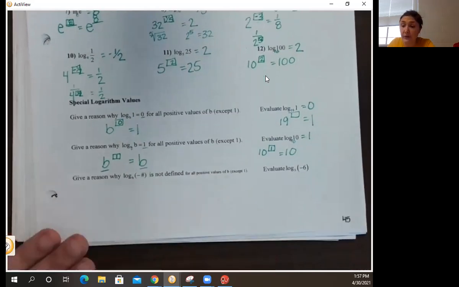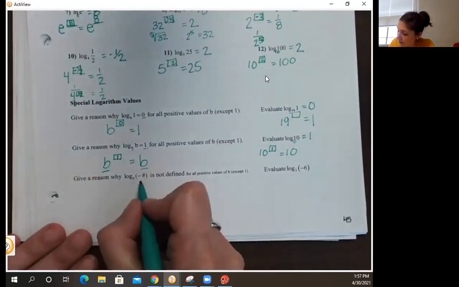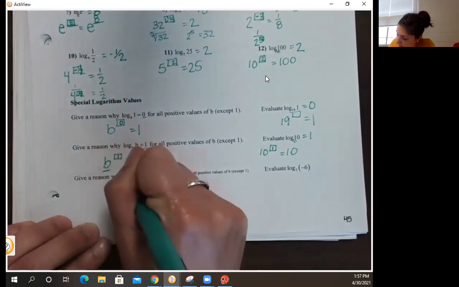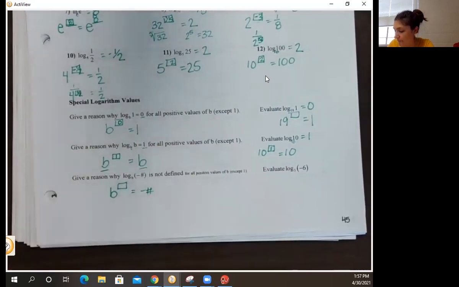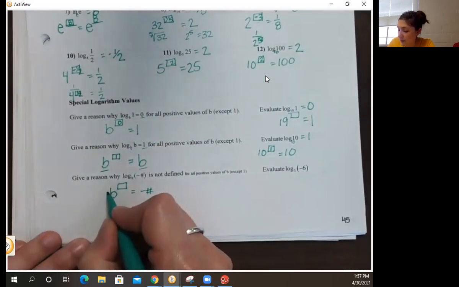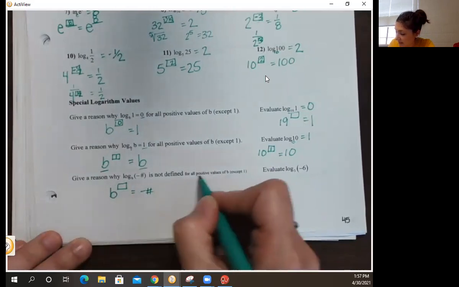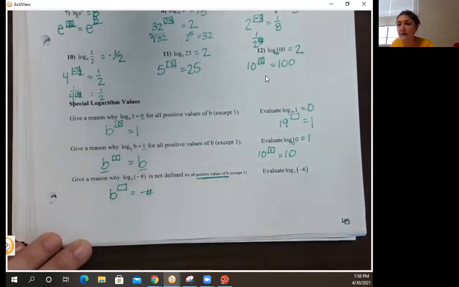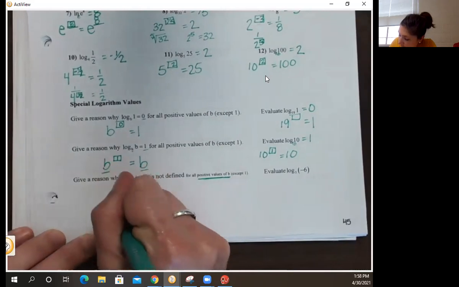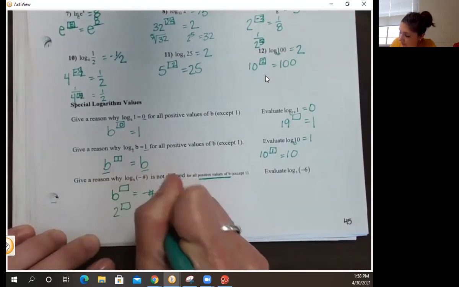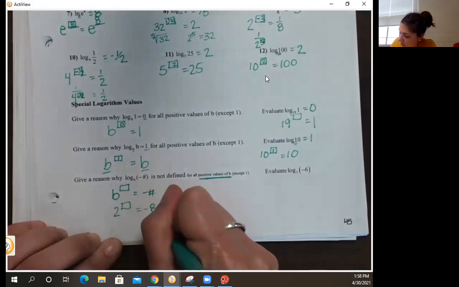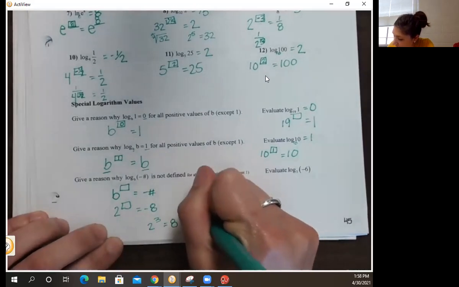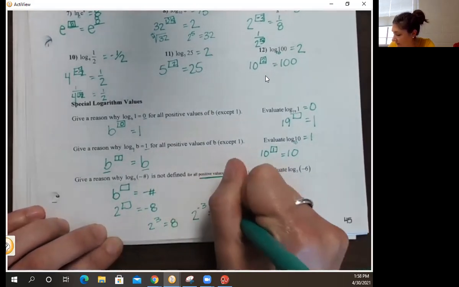And then the last special property that we're going to look at for logs is when our argument is negative. So this would be b to some power equals a negative number. So b, whatever it is, is positive, right? It says for all positive values of b. So 2 to some power equals negative 8. Let's use that for an example. Well, I know that 2 cubed would give me 8, but it would give me positive 8. If I took 2 to the negative third power, that would give me 1 over 8.